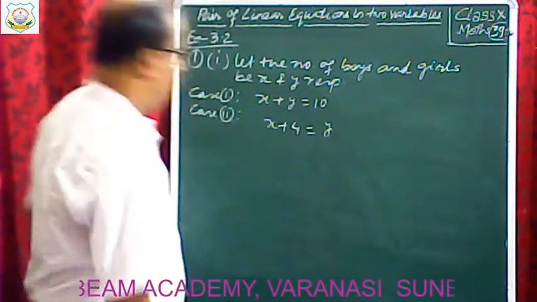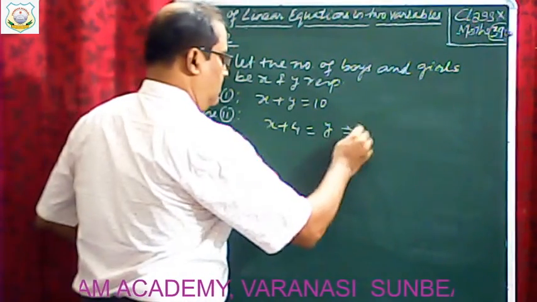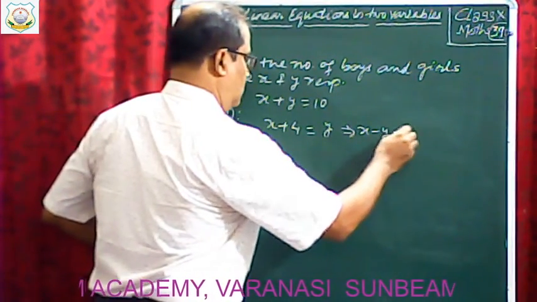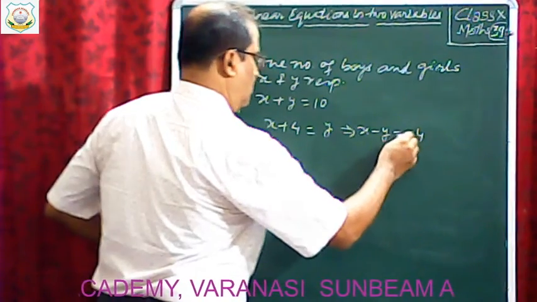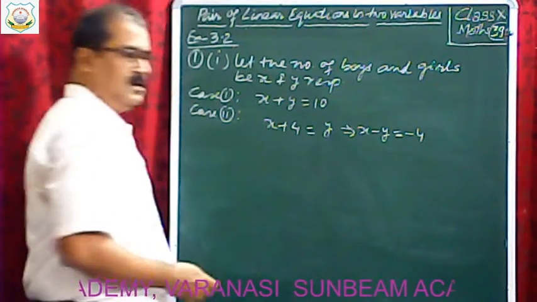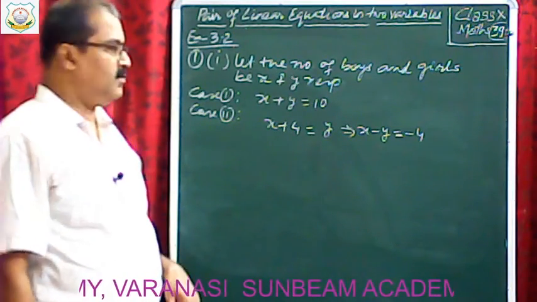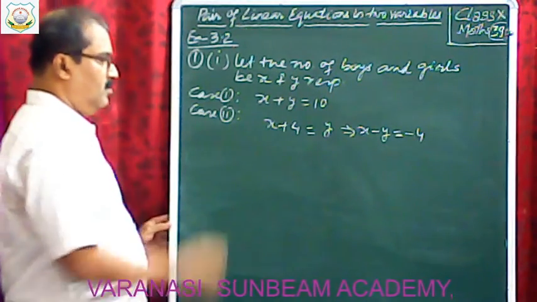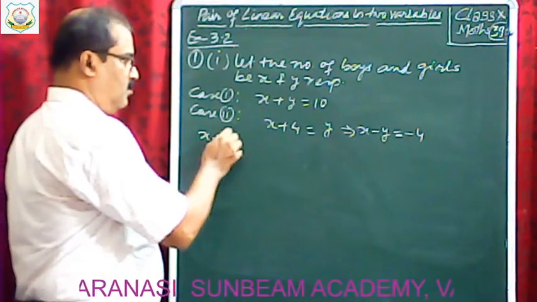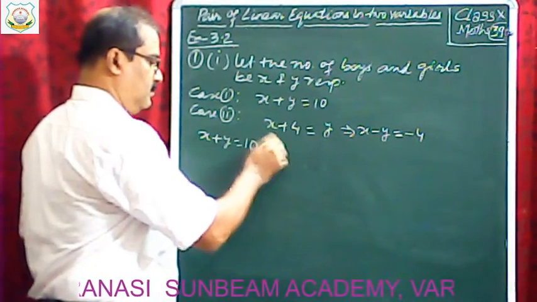Now arrange it. X minus Y equal to minus 4. Two equations you get, and then you have to represent this on graph and find the solution from graph. How? Everybody knows X plus Y equal to 10.